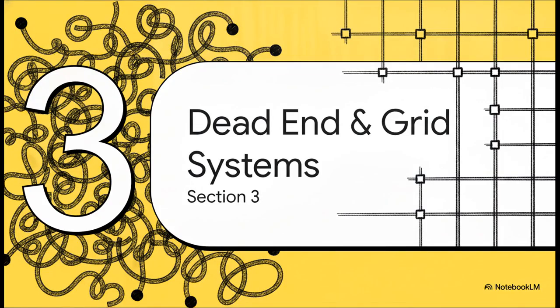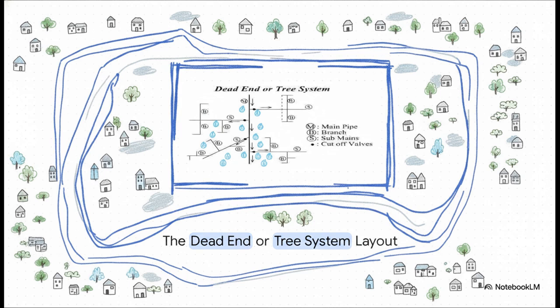Next up, Section 3, dead-end and grid systems. Let's start looking at the actual blueprints. Picture the oldest, historically unplanned parts of your town. They likely use this setup, which is known as the dead-end system or the tree system. In this layout, you have a single main pipe. From there, submains branch off at right angles, and from those, smaller laterals branch off again. They don't loop back around. They simply lead to several isolated dead ends.